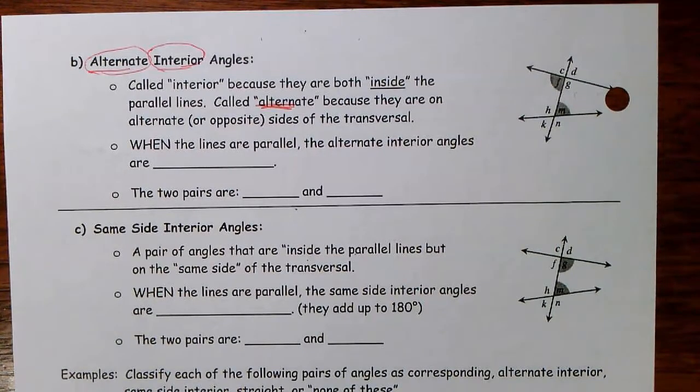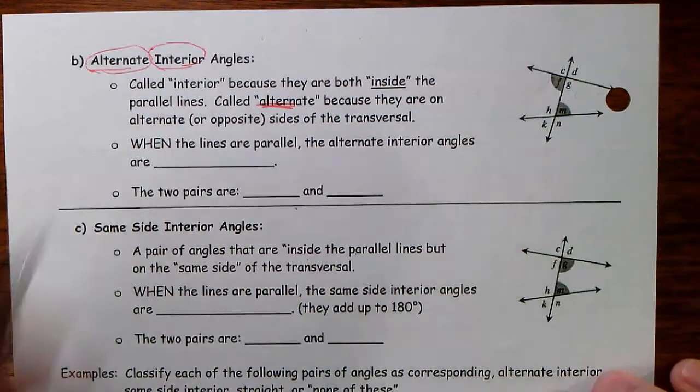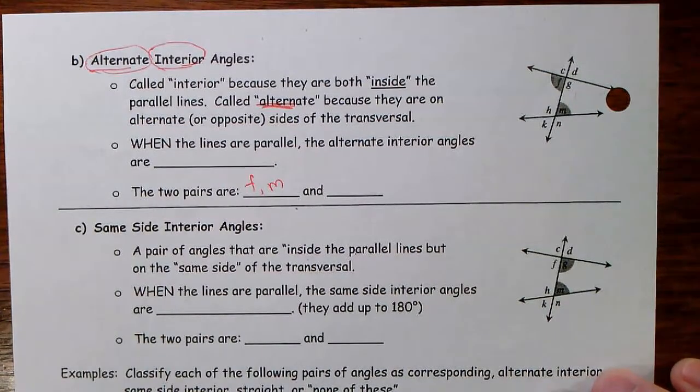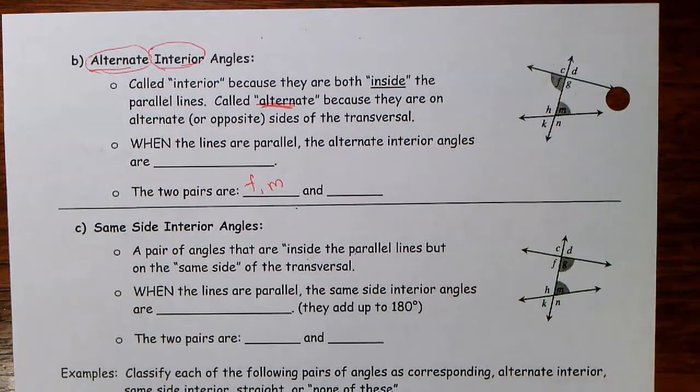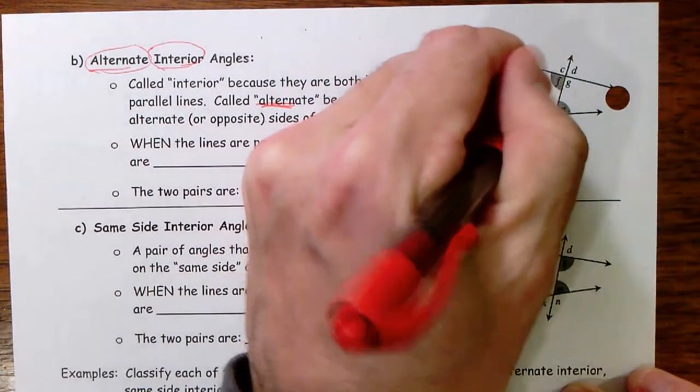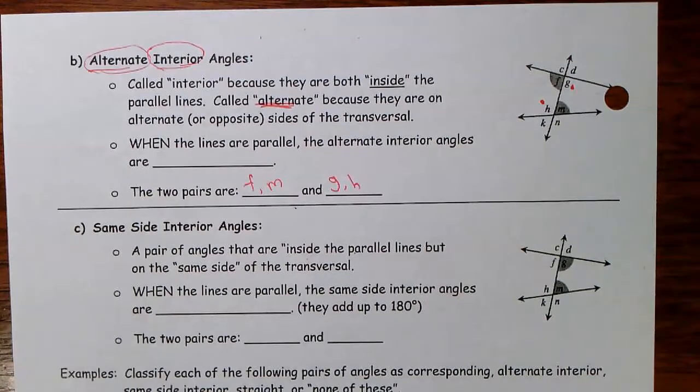So again, you can see I've darkened in one of the pairs. One of the pairs would be F and M. Those are the ones that are darkened in. But there is a second pair. That would be G and H. These two angles would also be alternate interior angles because they are on opposite sides of the transversal and they are inside the two lines.